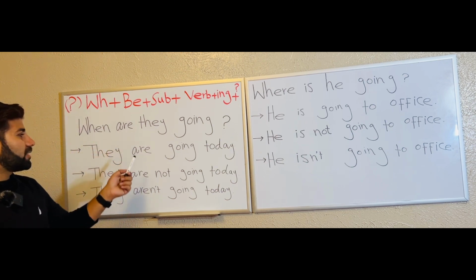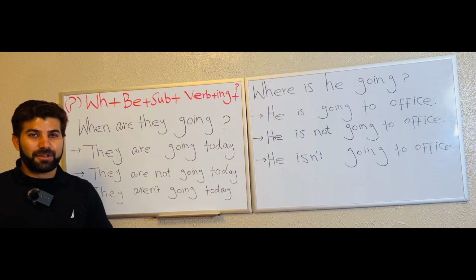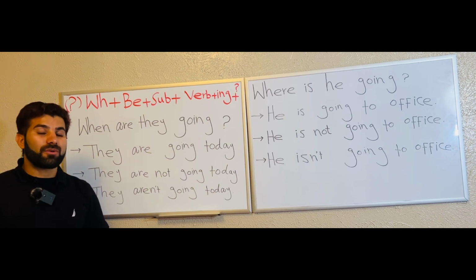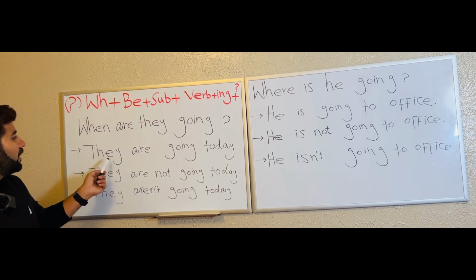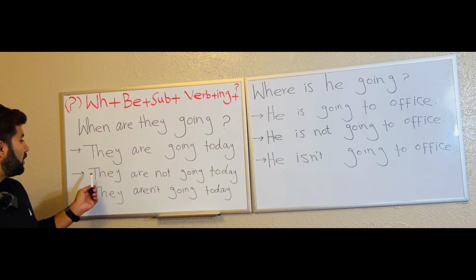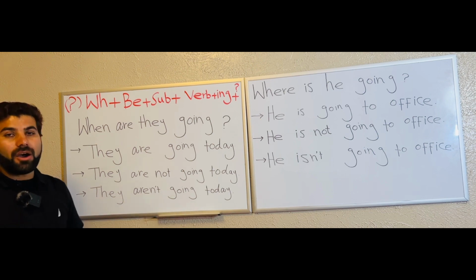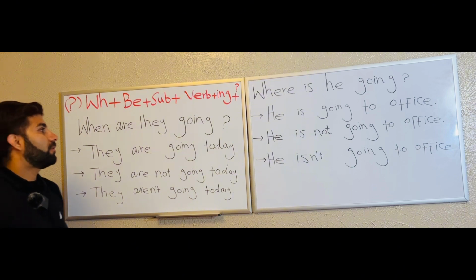So in this question, when we try to give an answer, we need to add some more information. We cannot just say yes he is or no he isn't. We need to add some more information in a WH question. So the answer: they are going today. If they're not going today, you can say they are not going today, or they aren't going today. Aren't is a contraction or shortened form.